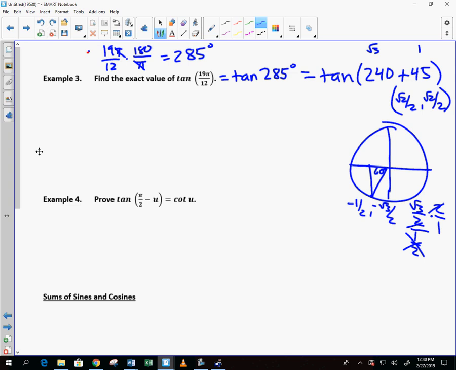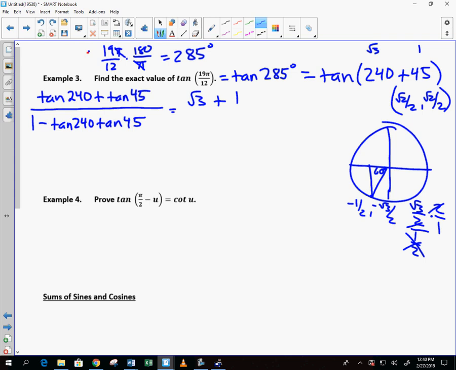Okay, so tangent of 240 plus 45. How do you write this out? Tangent 240 plus tangent 45, over, what do I replace with the tangent 240? The denominator, 1 minus root of 3 times 1, which is just going to be 1 minus root of 3.